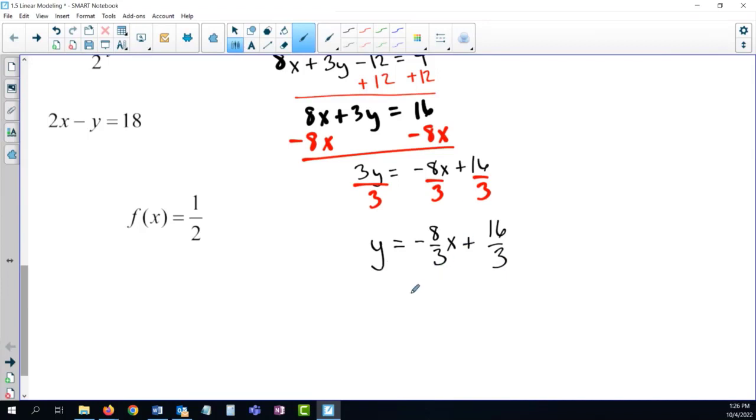All right, which means the slope is negative 8 thirds. So the parallel slope is negative 8 thirds, and a perpendicular slope is flip and change, positive 3/8.